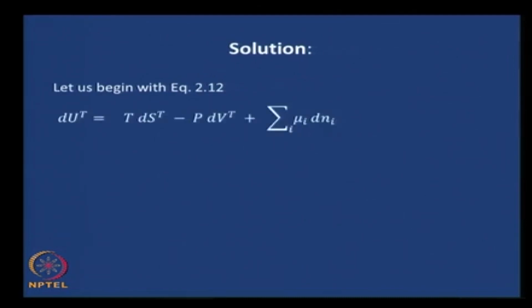Let us look at a part of the solution now. To do this, you know that we are looking for (∂U_t/∂V_t). Let us begin with equation 2.12, because this has the relationship for dU_t, and these would be ∂U_t and so on, the variation. We know that dU_t equals T dS_t minus P dV_t plus the sum over all components i of mu_i dn_i.